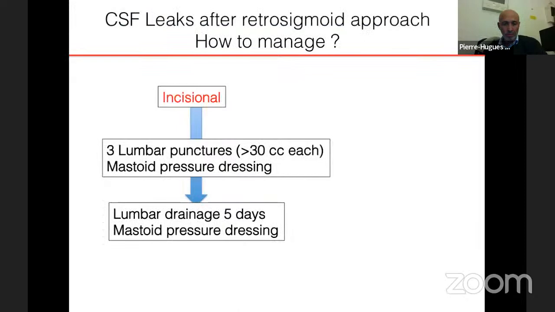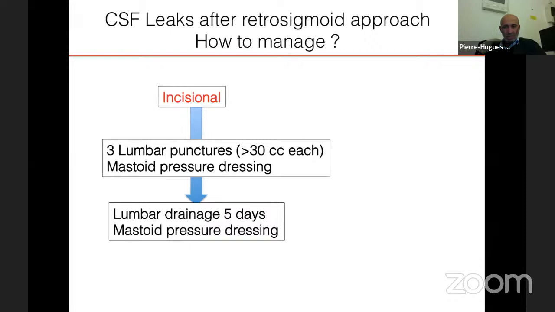This is very clear. In my opinion, incisional CSF fistulas are as a rule relatively easy to manage. Usually, we propose to the patient three lumbar punctures, and for each of them, with a big needle, we withdraw more than 30 cc each. And of course, we recommend a mastoid pressure dressing. And in this case, the majority of them are managed with this very simple way to do. In case it doesn't work, we go for lumbar drainage during 5 days, and of course a mastoid pressure dressing. And to be honest, as far as I can remember, I did not have to open again and to reoperate and to offer a revision surgery in this case, because it always works.